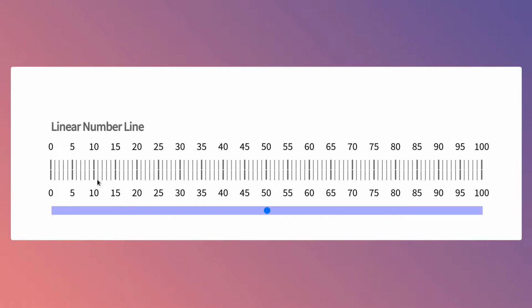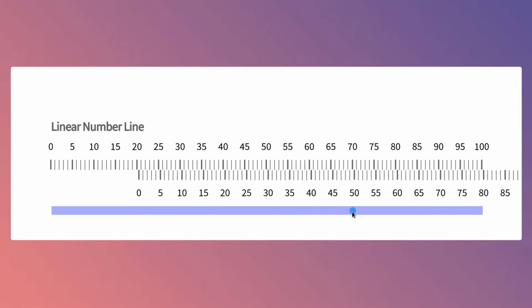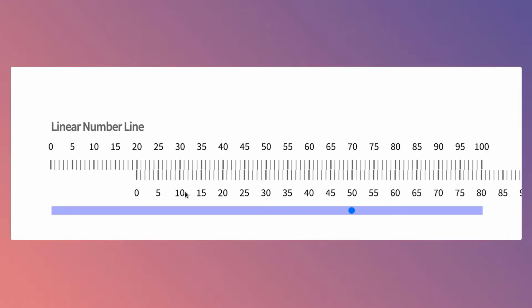If we put two of these lines together and move the bottom line over by 10, the difference between the bottom numbers and the top numbers becomes 10. If we move it over to 20, the difference becomes 20. In this way, you can think of moving right on a linear number line as addition, and moving left as subtraction.